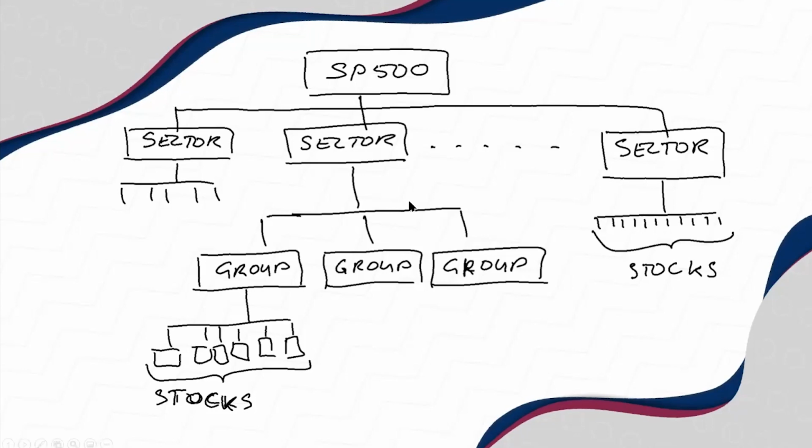So I want a chart list that shows me all my sectors. Then I want chart lists that show me all the stocks in the sectors. But I also want chart lists that show me all the groups that make up a sector. And then I want chart lists that show me all the stocks inside a group. Now, how do you organize that?